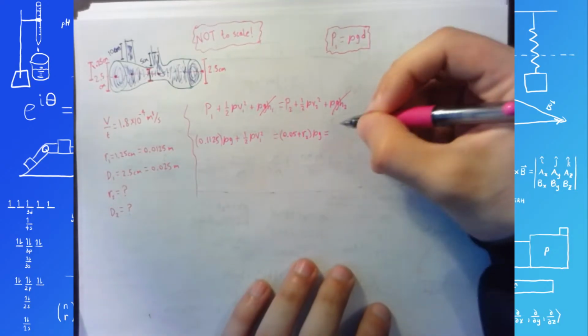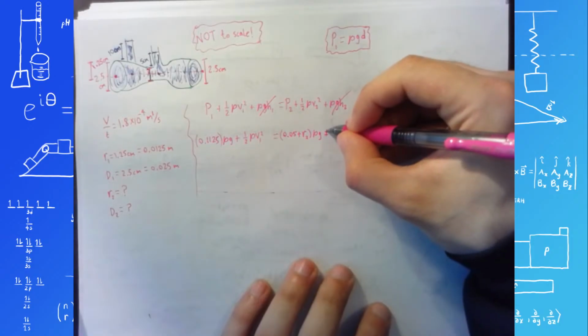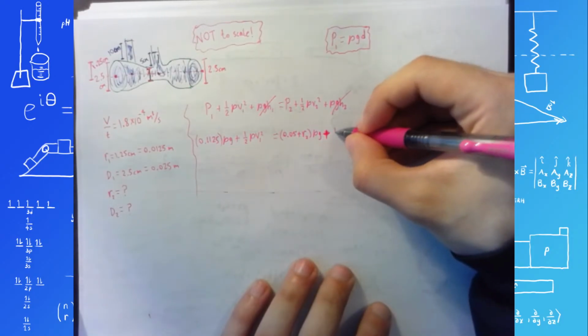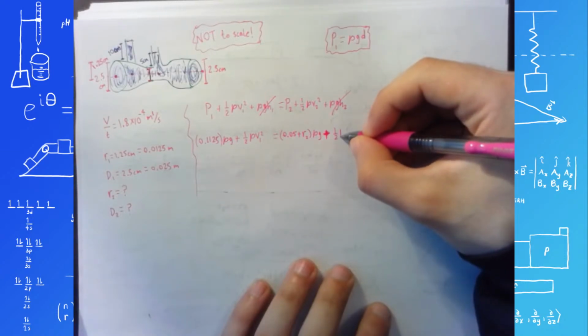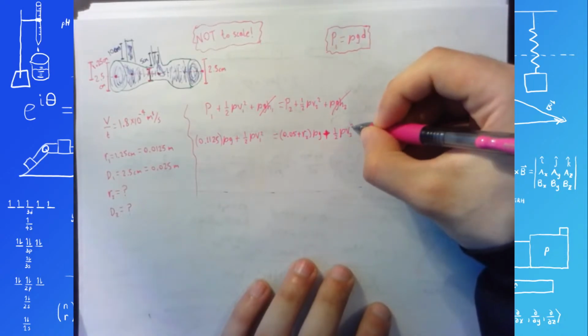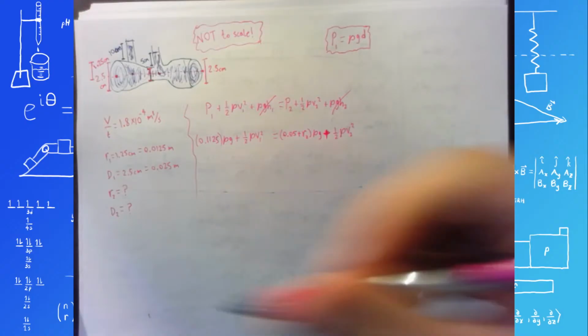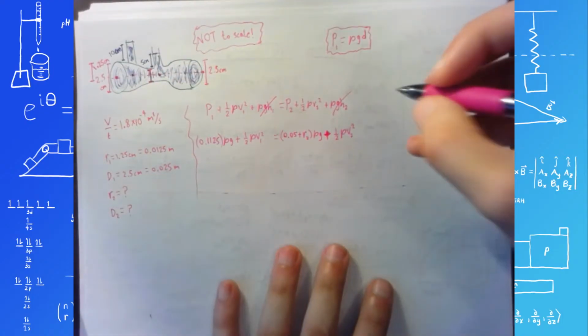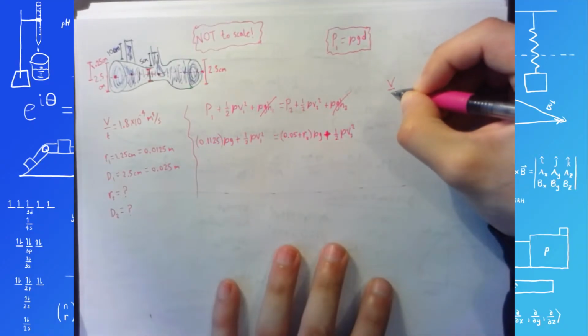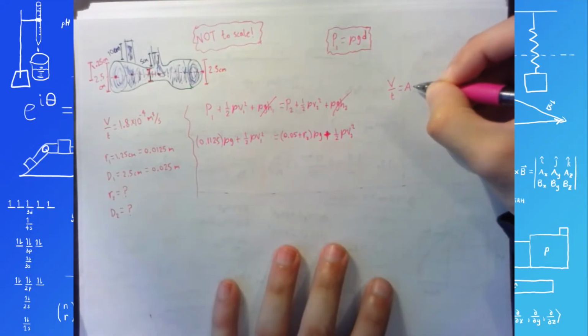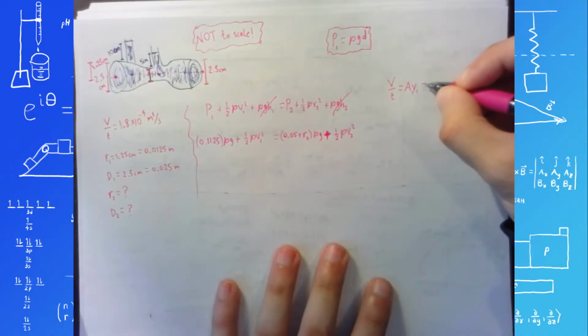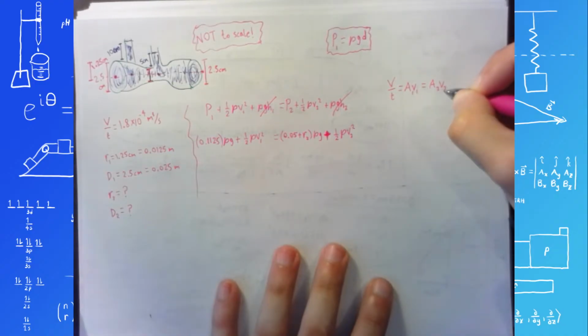And then that equals, or no, not equals, plus 1/2 rho times V2 squared. Okay, and then I can determine what V1 is because I know the flow rate. So I know V over T is equal to A times V is equal to A1 V1 is equal to A2 V2.